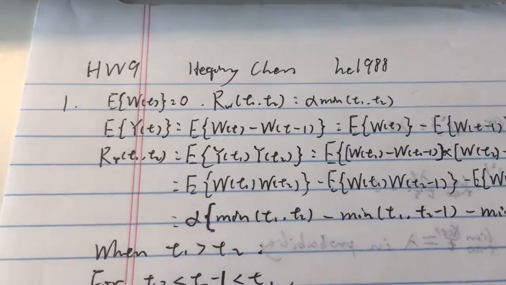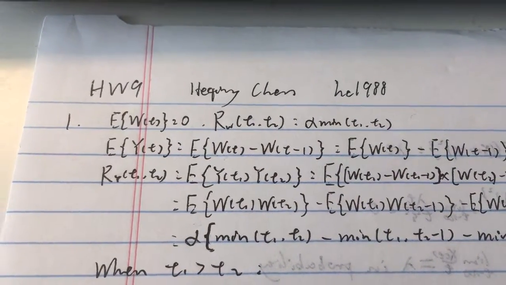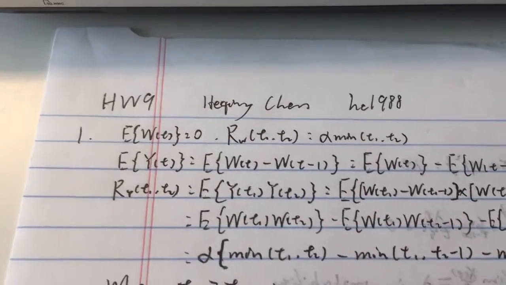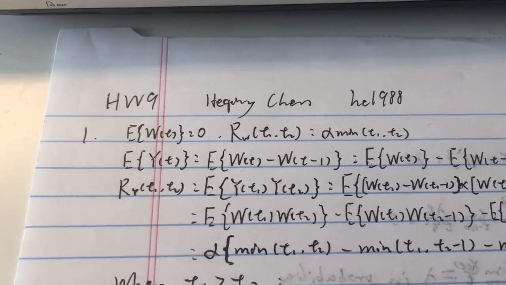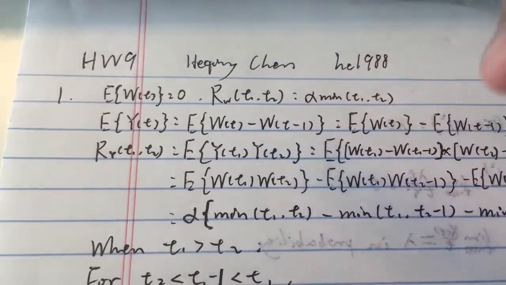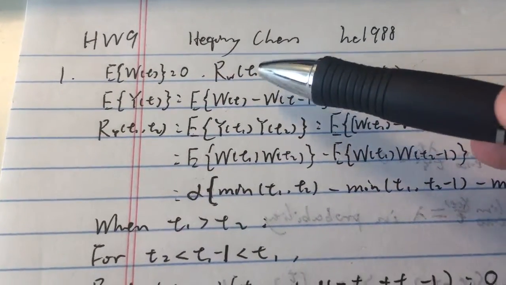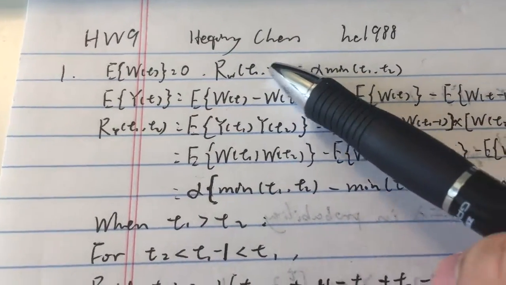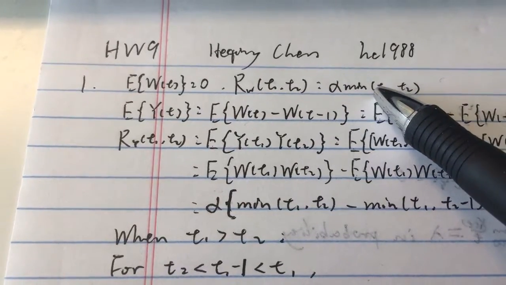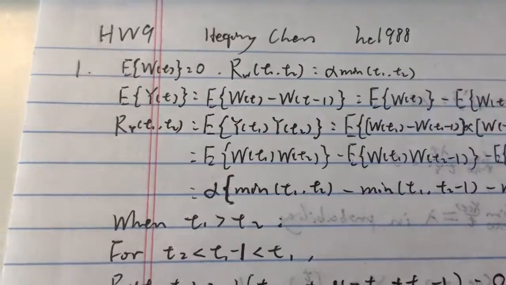Now we're in homework 9, problem 1. In this problem, we have a stochastic process W(t) with the expected value equal to 0, and the autocorrelation R(t1, t2) equals alpha multiplied by the minimum value between t1 and t2.